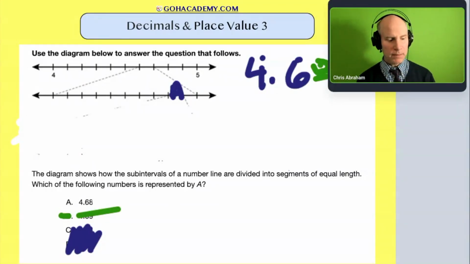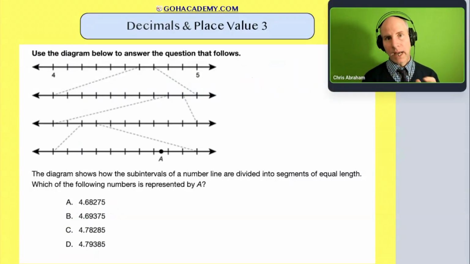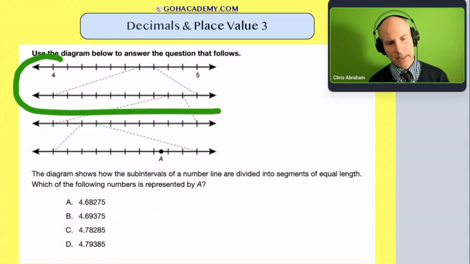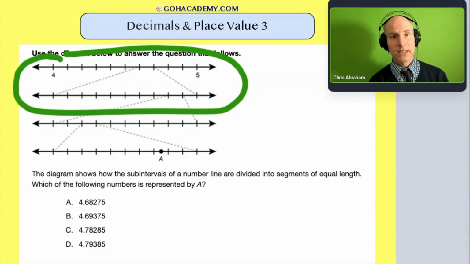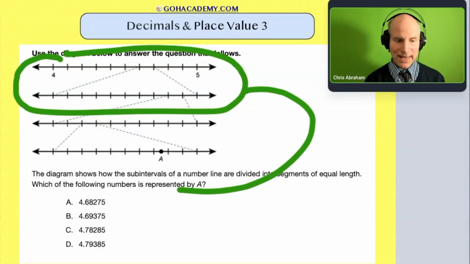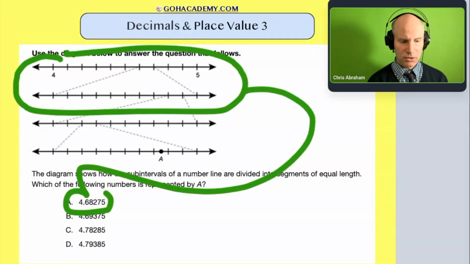The hardest thing that most teachers have is understanding how to read these number lines. What I want you to do is come away knowing how to read them. And I don't want you to freak out when you see something like this. All you need to be able to do is read the first 2 number lines, and that should be enough to get to the correct answer.